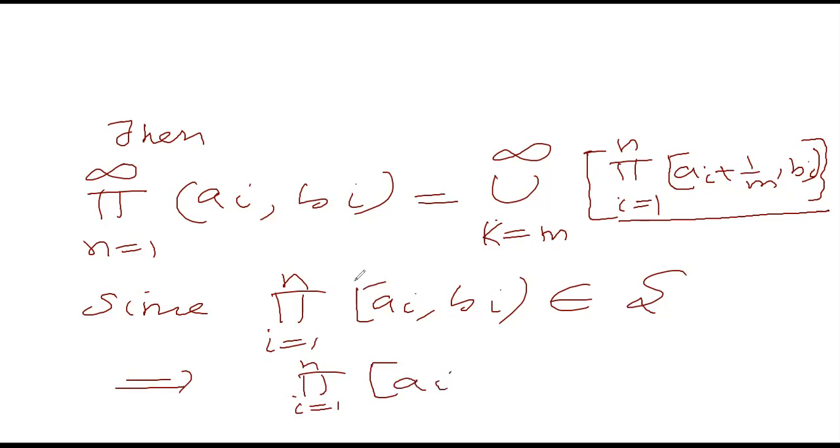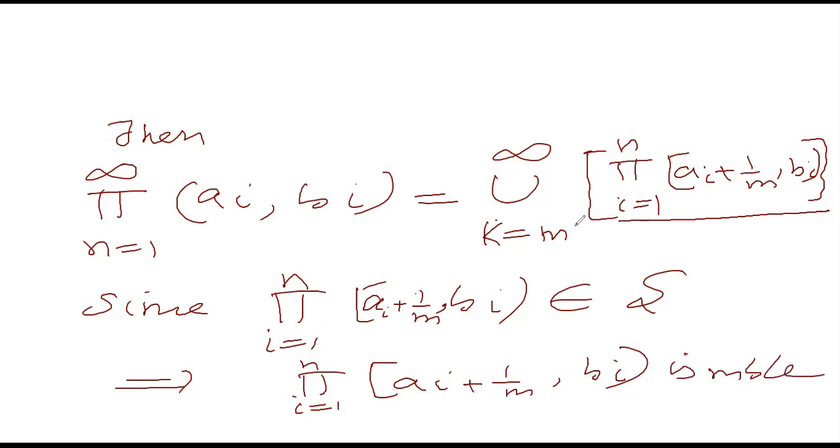Sorry, it's ai plus 1 over m actually. This is (ai plus 1 over m, bi). Because it is in the semi-ring and every member of the semi-ring is measurable, therefore this is measurable.